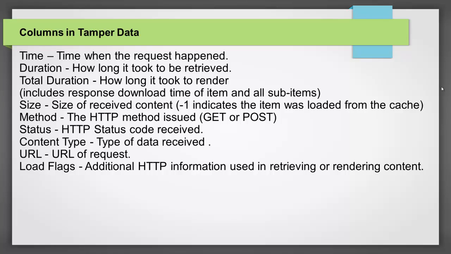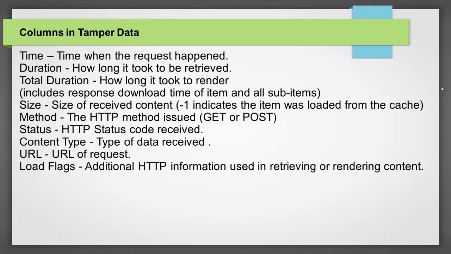The method column indicates the HTTP method issued, whether it was GET or POST. The status column tells us about the HTTP status code that was received. The content type column tells us about the type of data that was received. The URL column tells us more about the URL of the request. The load flags column tells us about the additional HTTP information used in retrieving or rendering the content. So these are the different columns in the Tamper Data Mozilla Firefox add-on.